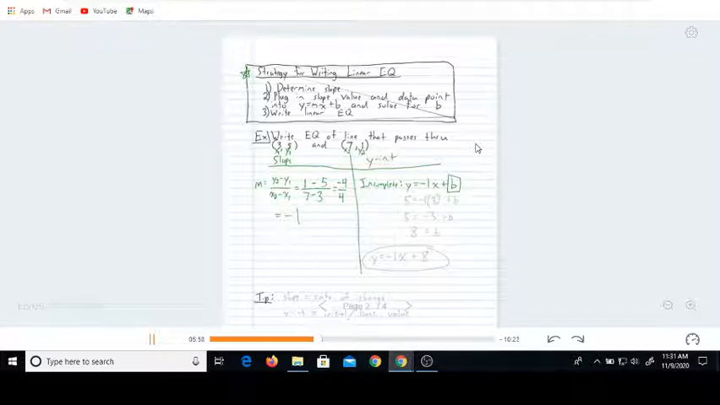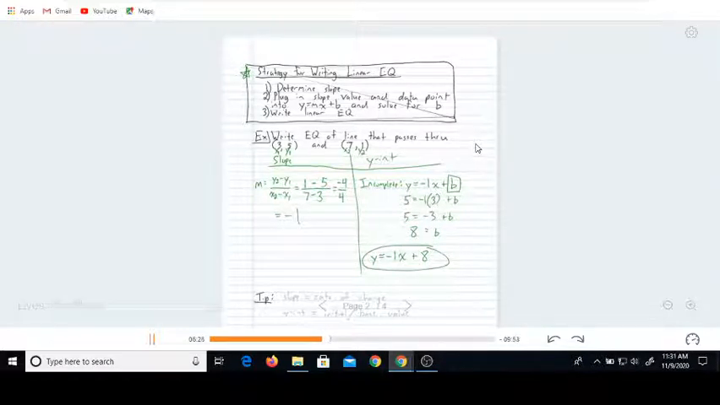Just make sure to not mix up your x and y values. So we know the y value is 5 when the x value is 3. So I'm going to plug that in. It solves rather quickly. We get b equals 8. And so we know that the slope is negative 1. The y-intercept is positive 8. And there's our equation. Just like that.